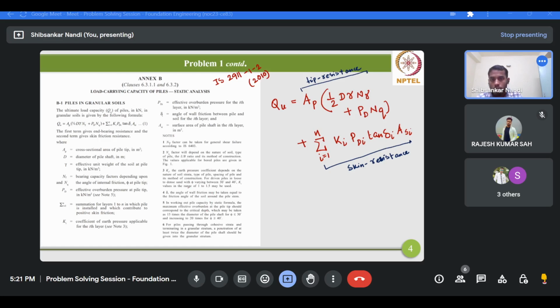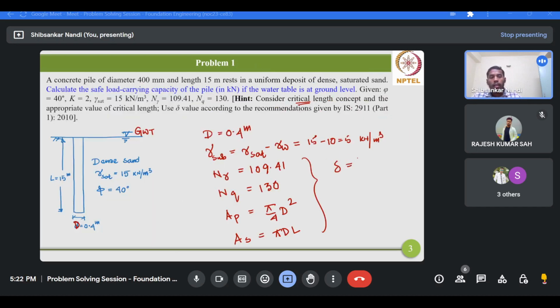Okay, so the delta, the angle of wall friction, may be taken equal to the friction angle of the soil around the pile stem. This is basically described in note 4. So if you go for IS recommendations, the delta value you can take as the friction angle of the soil around the pile stem, that is 40 degree for the given problem.